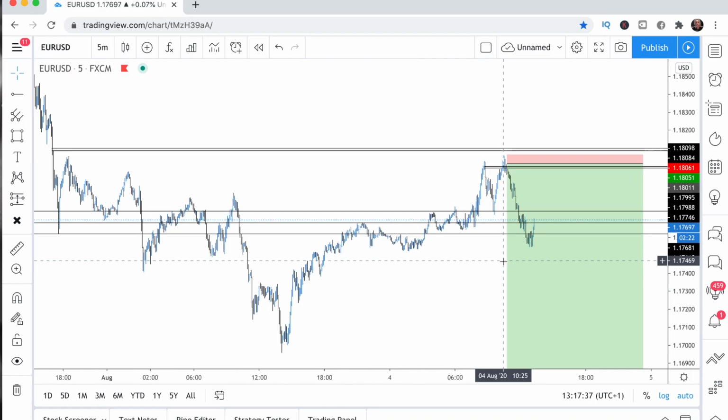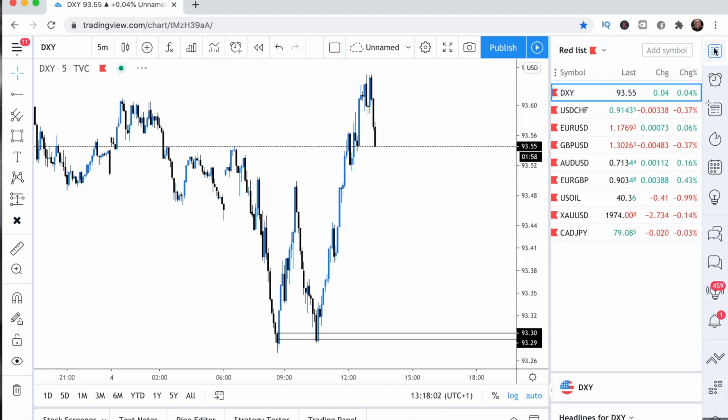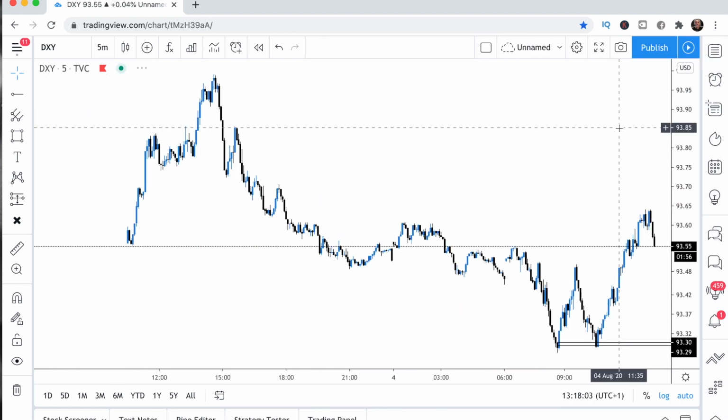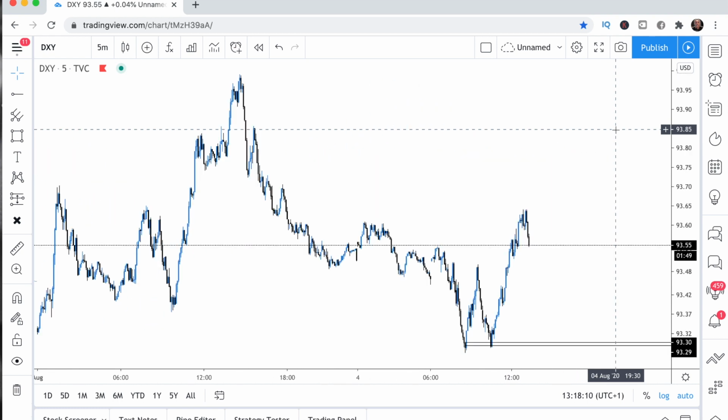So now, how I caught this entry over here. Now we're going to talk about how we caught this entry. Let's go to the DXY. I'll show you exactly what I saw in the DXY. Remember I said you can just use this. Once you understand market flow, you're good to go, right?